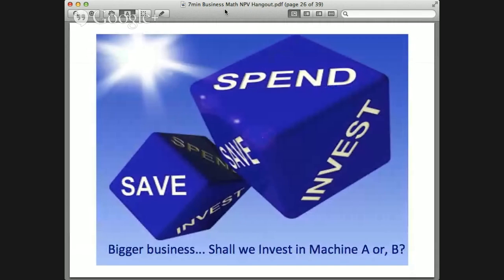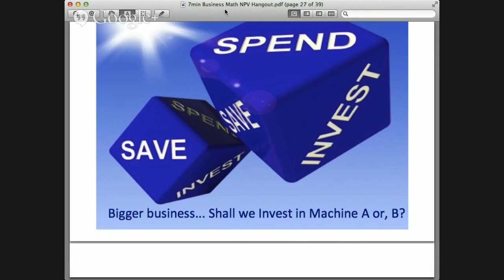So let's take it up a notch. We're going to go into a slightly bigger business. Are we going to invest in machine A or machine B? We need to make a business decision, and we need to make a decision which is the best way we need to invest our funds.